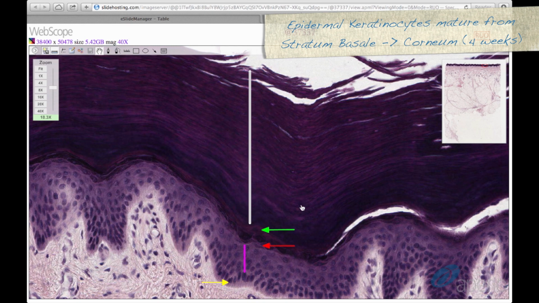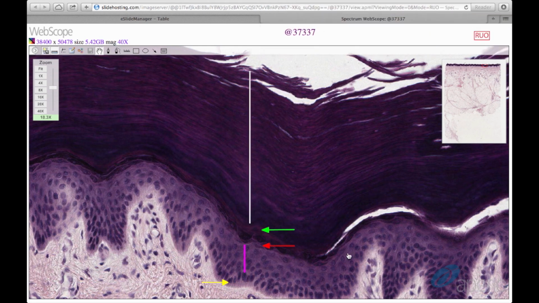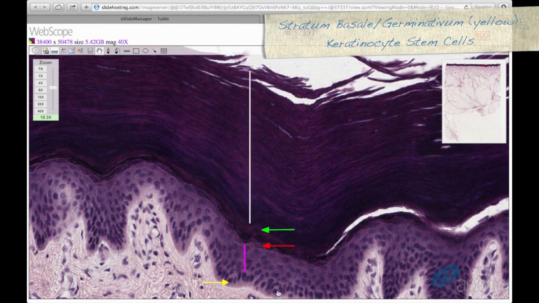Along the way, they become keratinized, lose their nuclei, and die. It takes approximately 4 weeks for a cell to reach the externalmost layer, where it is then sloughed off. The stratum basale, or stratum germinativum, is the deepest layer and is indicated by the yellow arrow. These are the keratinocyte stem cells that replenish the epidermal epithelial cells as they migrate to the exterior.